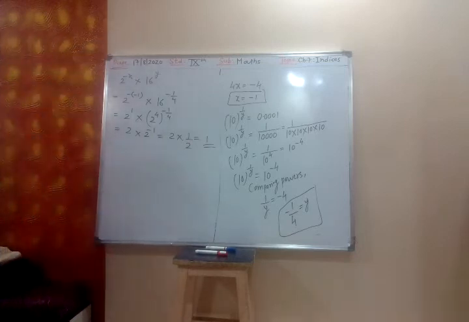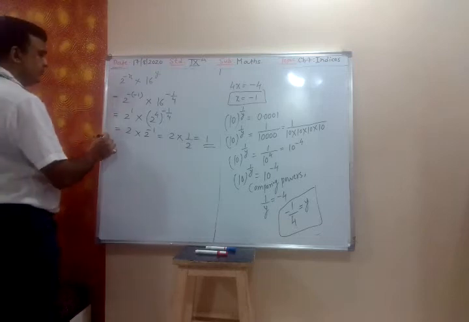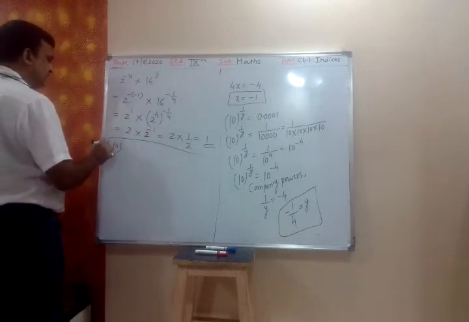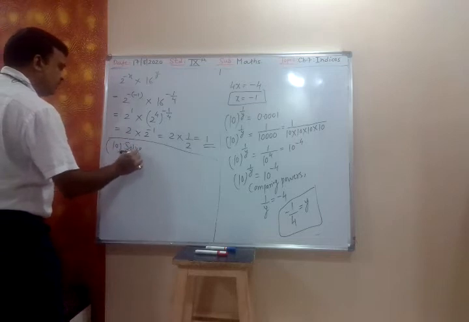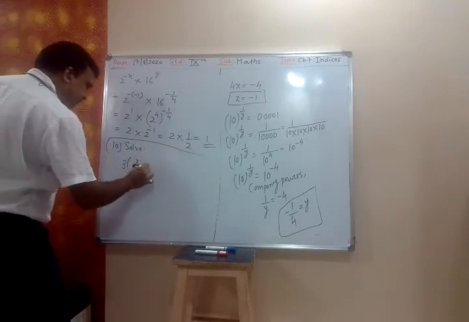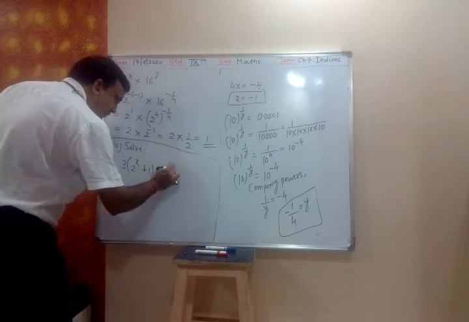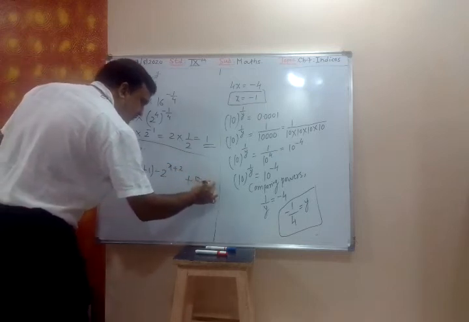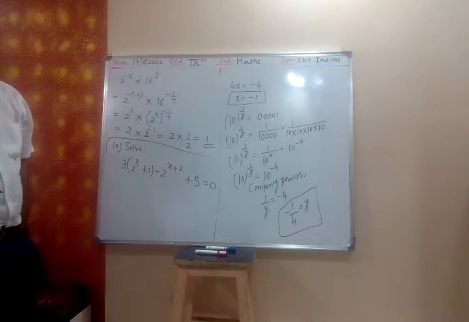Now 10th one, solve 3 into 2 raised to x plus 1, minus 2 raised to x plus 2 in the power, plus 5 is equal to 0. Solve that.